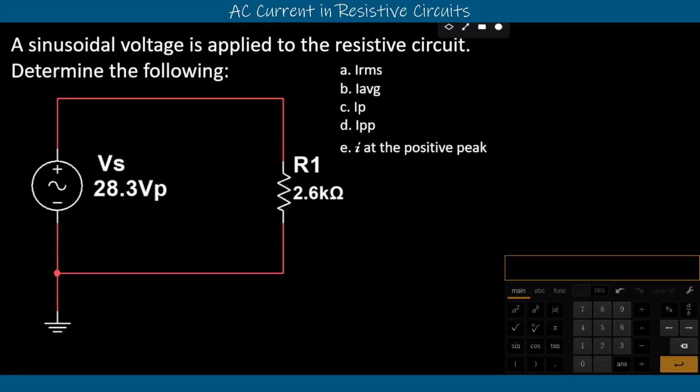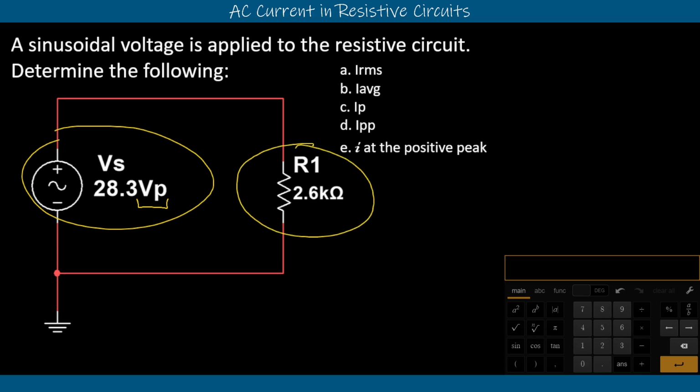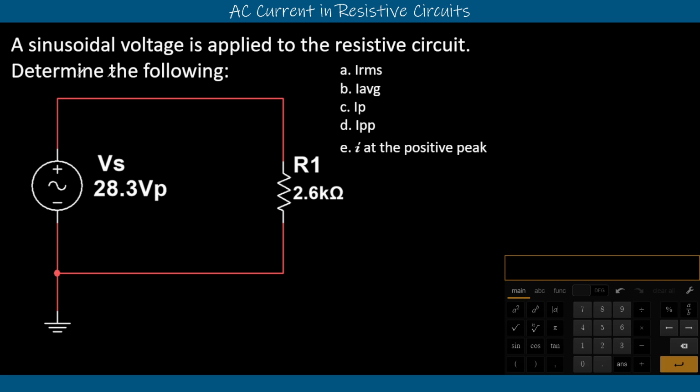Hello and welcome. In this example, we're going to look at this sinusoidal voltage that they gave us here, given in peak volts, to a resistive load. That's just one single resistor, and we want to find the RMS current, average current, peak to peak current, and instantaneous current at the positive peak. Okay? So they gave us peak voltage, and so we can easily find peak current using Ohm's law.